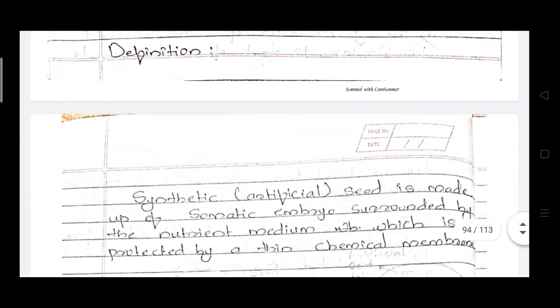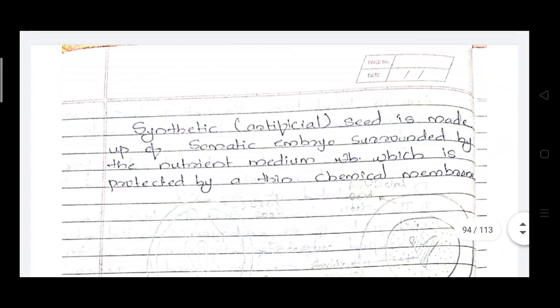Hello students, the next point in your plant tissue culture topic is the artificial seeds, which are also called synthetic seeds. So what is an artificial seed? These artificial seeds are made up of somatic embryos surrounded by the nutrient medium, which is protected by a thin chemical membrane. So, synthetic seeds, that means it is the somatic embryo.